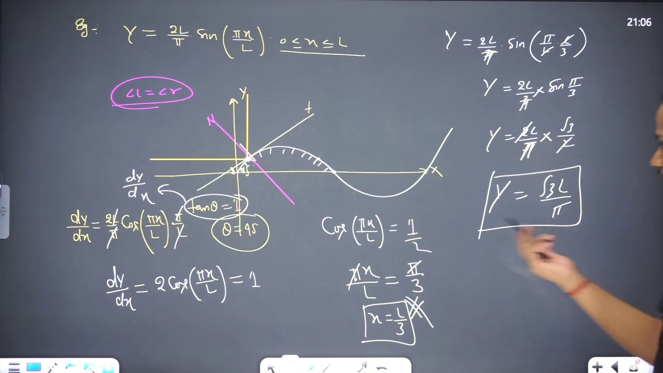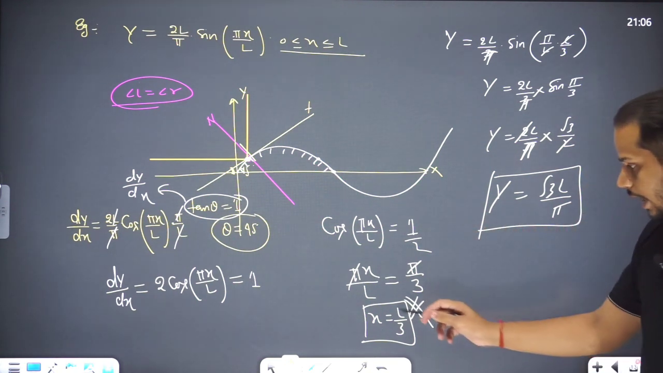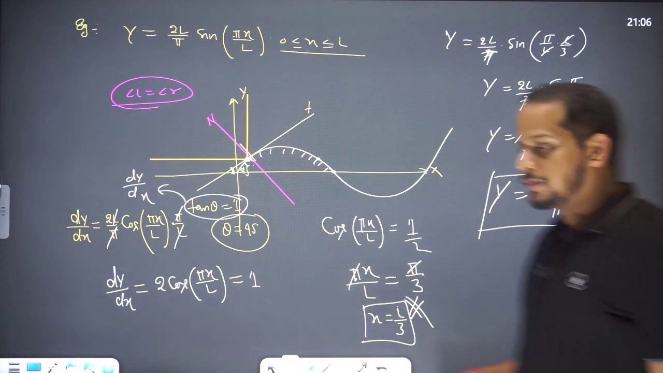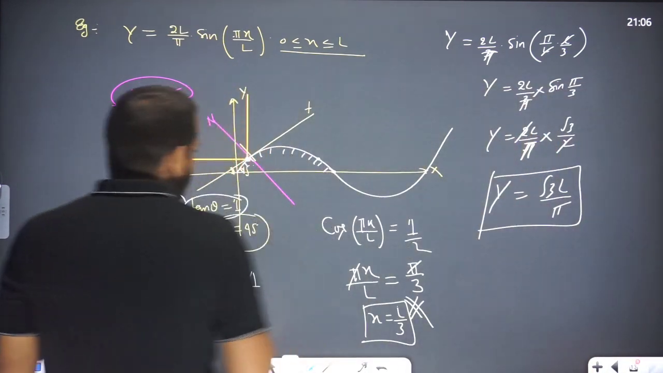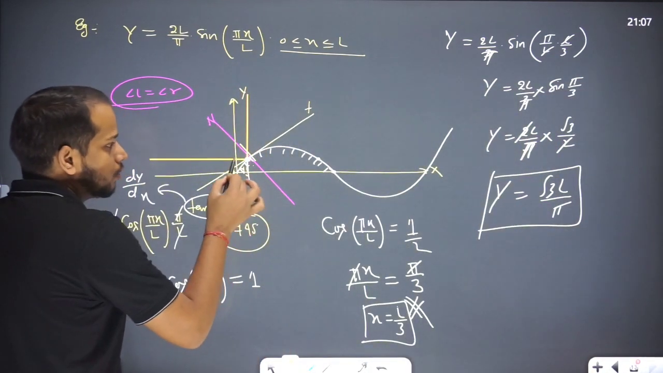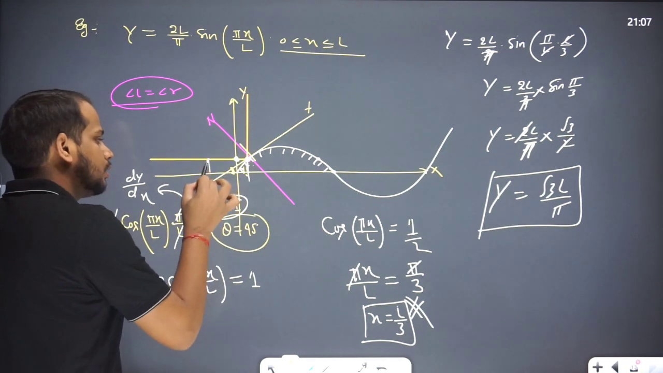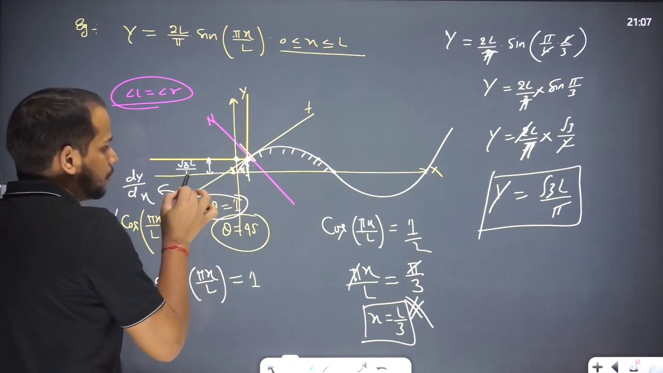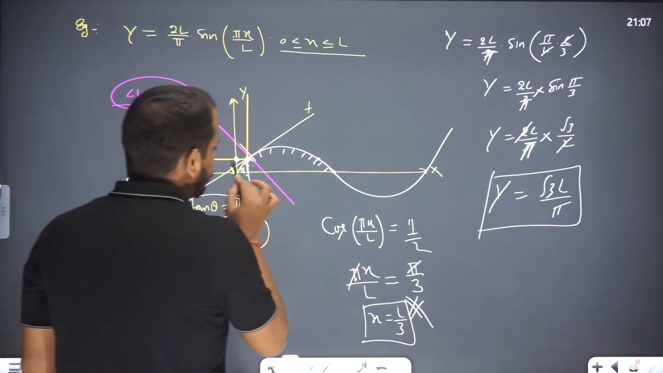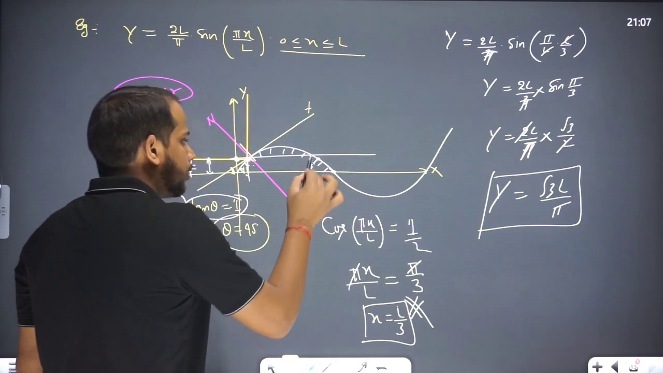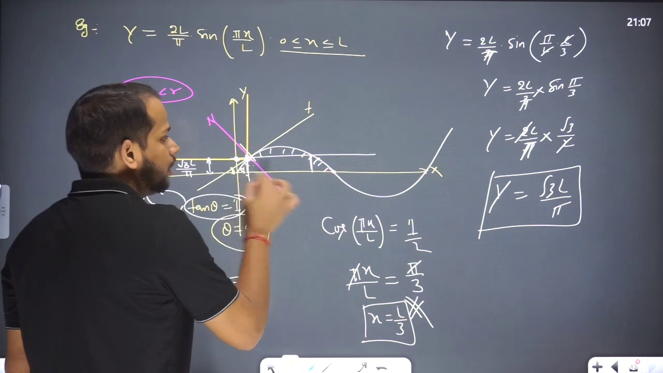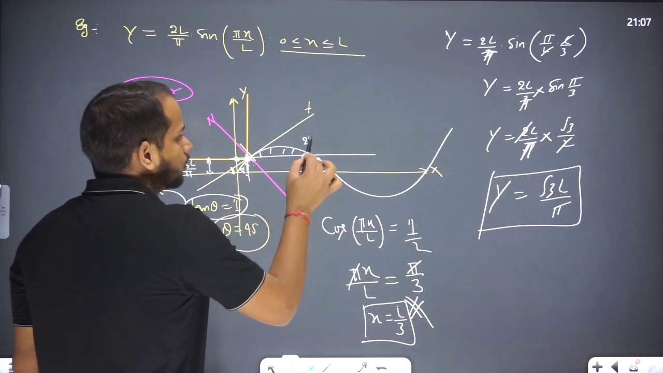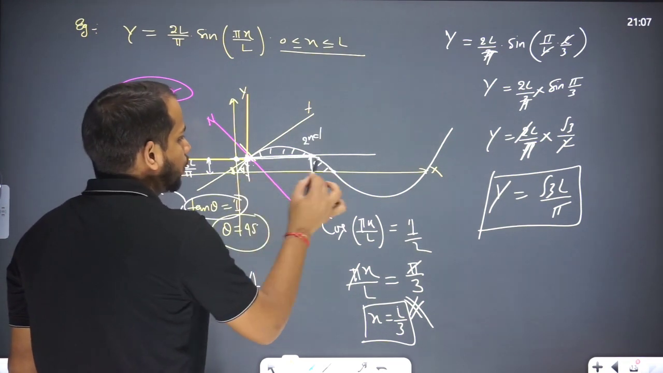And you know there are 2 coordinates. If this is L by 3 and root 3L by pi, so can we say there are 2 coordinates? L by 3 is here. What is the height here? The height is root 3L by pi. So let's draw a line over here. There are 2 coordinates over here. This one is the first one and this one is the second one, right? Because there are 2 values for the same, right?